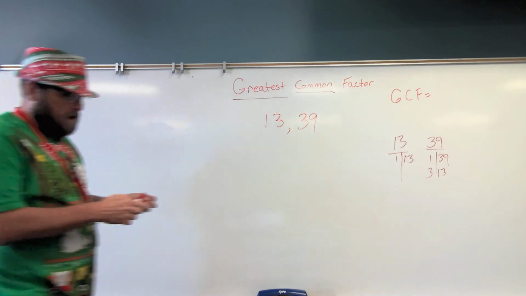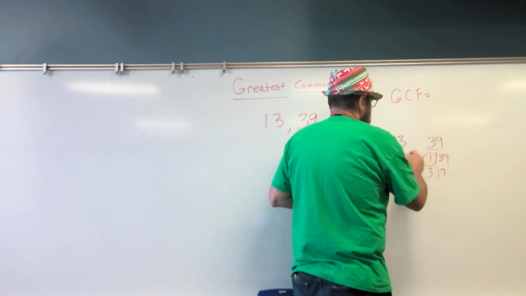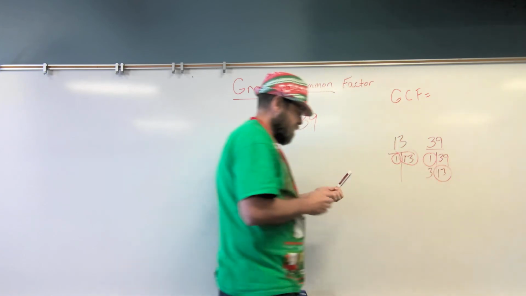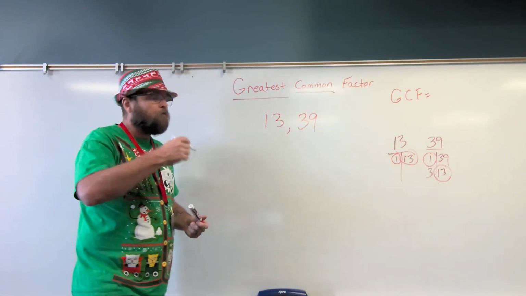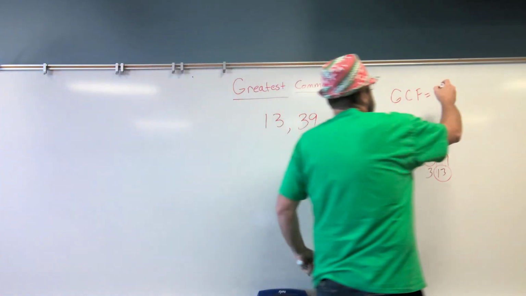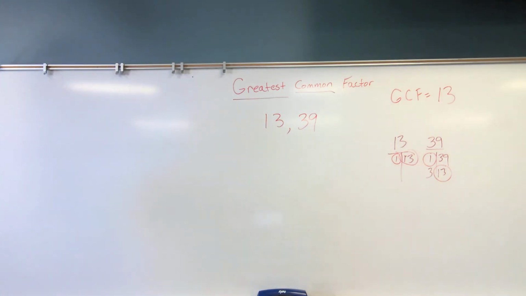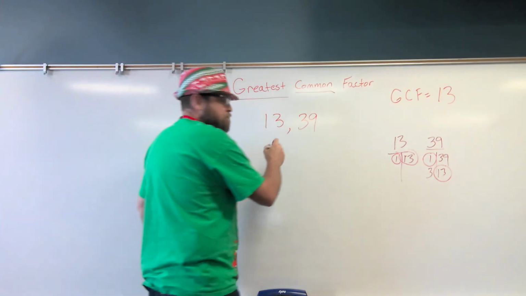So what they have in common: they have a 1 in common. They have a 13 in common. They have nothing else in common. Therefore, the greatest common factor is 13. Now we said 13 was what kind of number? Prime.